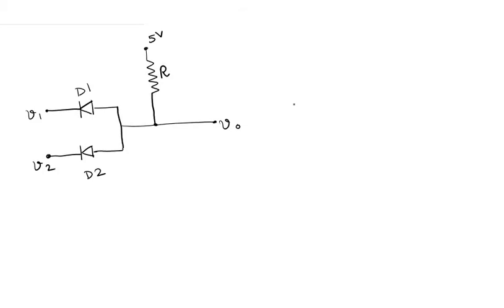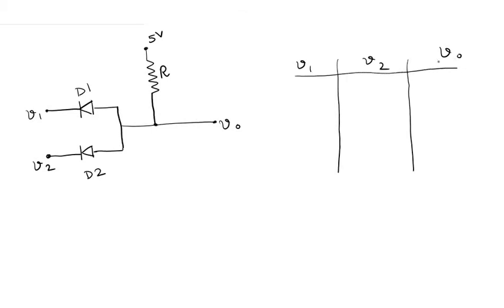Okay. Now let us consider the different cases. So V1, V2 and V0. Now let us consider the case where both are at 0 volts. So if V1 is at 0 volts and V2 is also at 0 volts, in this case both these diodes D1 and D2 are forward biased. Okay, because the voltage here is 5 volts, so the current would flow through both these diodes.